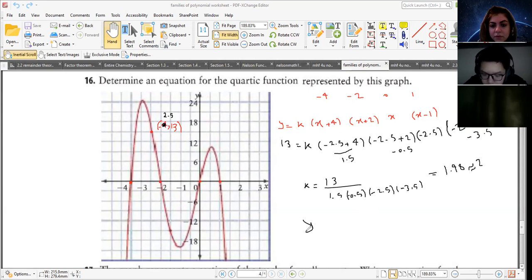So y equals, you have to rewrite your equation. 2, instead of k, you put 2. X plus 4. X plus 2. X. X minus 1.